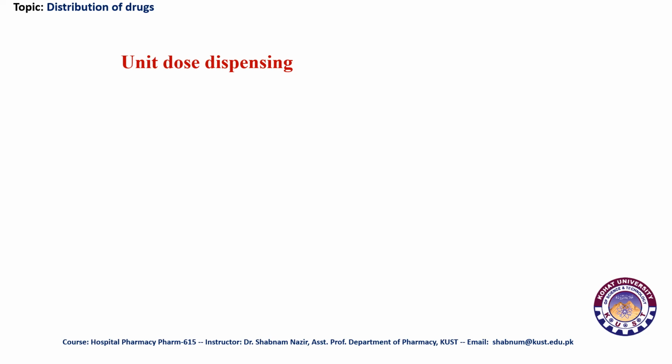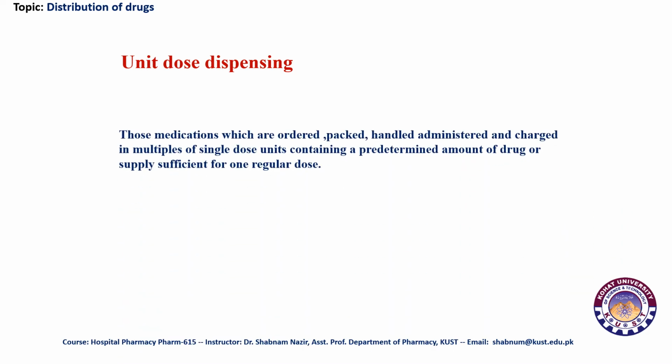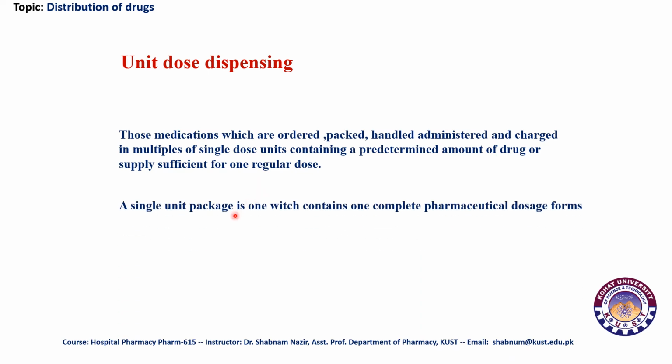But if you look at its definition, those medications which are ordered, packed, handled, administered, and charged in multiples of single dose units containing a predetermined amount of drug or supply sufficient for one regular use. So generally you are aware of the concept that everything is usually in single dose units, multiples of single dose units. And a single dose unit package is one which contains one complete pharmaceutical dosage form.